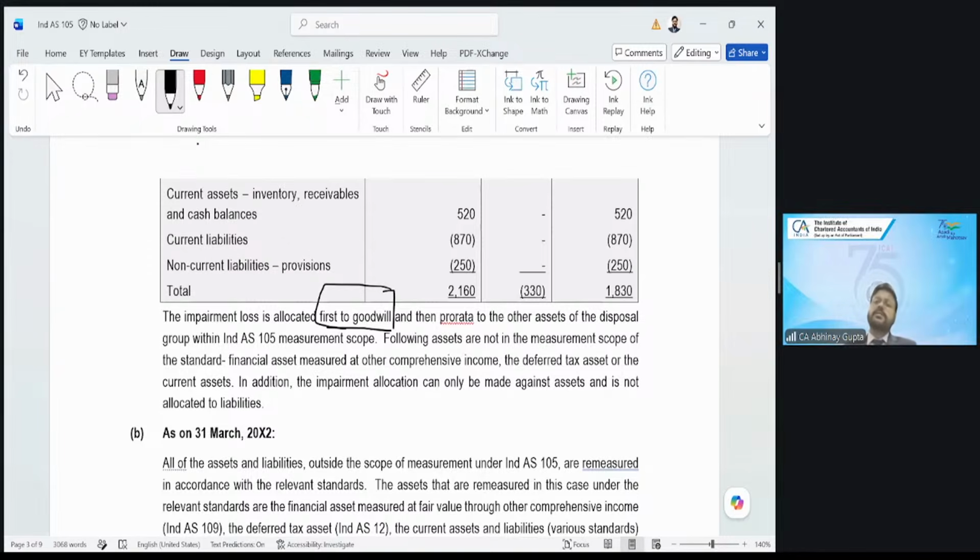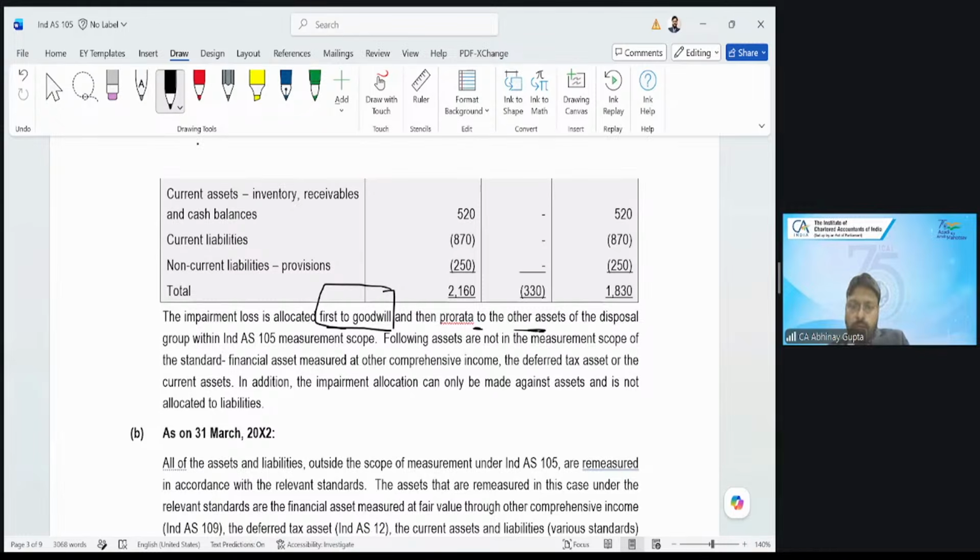So if the goodwill is present, that has to be removed completely first, and the remaining loss only will be allocated on a pro rata basis to other assets of the disposal group. And which other assets are we supposed to allocate this to? All the assets remaining? No, only to the non-current assets. For example, intangible assets, property, plant and equipment, and so forth, right? So current assets, current liabilities, financial assets, financial liabilities wouldn't be taking it, right?